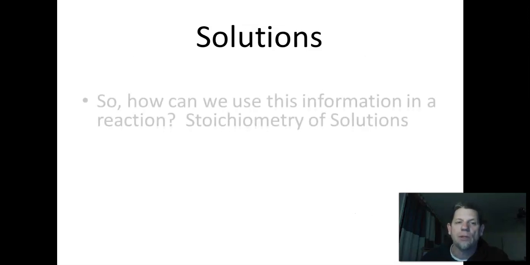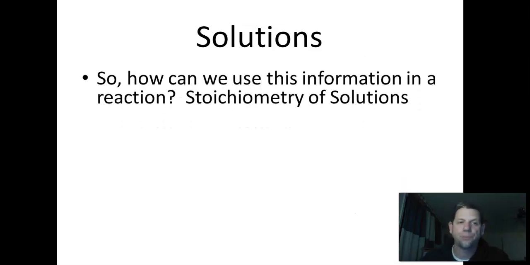All right, so now here's another little thing to look at. How can we use this information in a reaction? So we need to know how many moles we have in a substance so that when it begins to do chemical reactions, we can go back and do stoichiometry. For many of you, this is not a good thing. You're like, oh my gosh, more stoichiometry. Yeah, I understand. It's going to be rough.